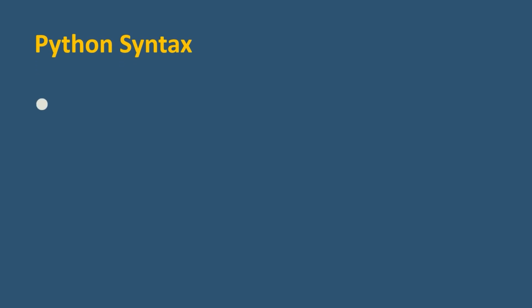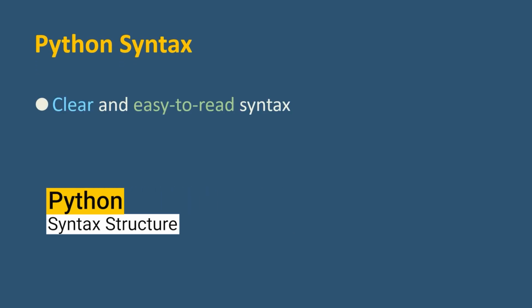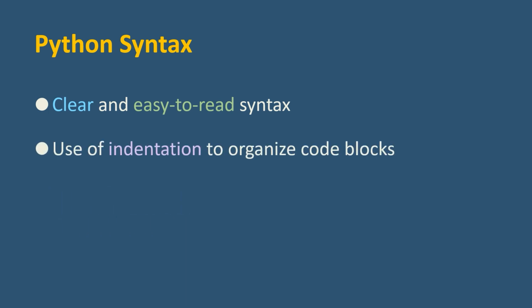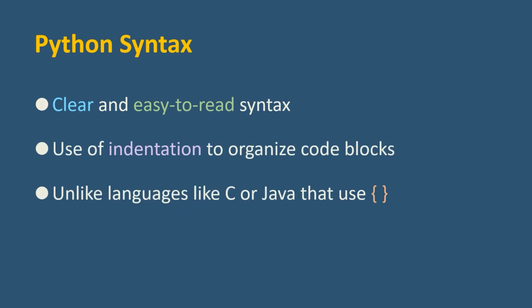Python is known in the programming world for its clear and easy-to-read syntax. One standout feature is its use of indentation to organize code blocks. Unlike languages like C or Java that use curly braces for this purpose, Python uses indentation to define code blocks.